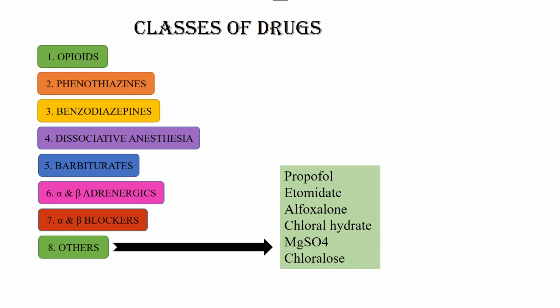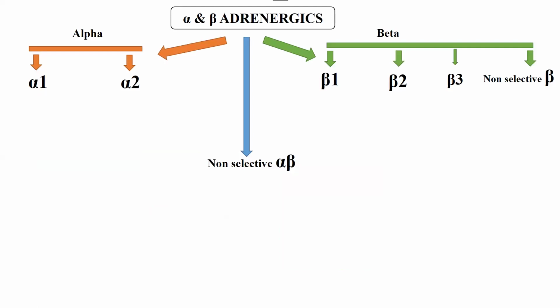Next we have adrenergics. You should remember that in alpha beta adrenergics we have alpha receptors and beta receptors. And there are some drugs that are going to be non-selective, that they will act on alpha and beta as well. Even in the alpha group, we have drugs that will act only on alpha 1 and only on alpha 2. Meanwhile, in the beta, we have beta 1 receptor, beta 2, beta 3, and non-selective beta receptor drugs.